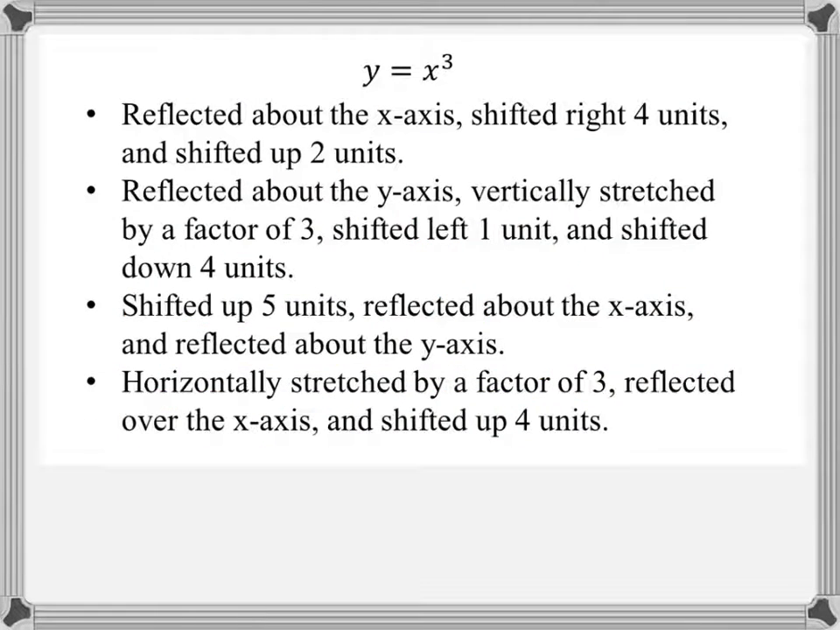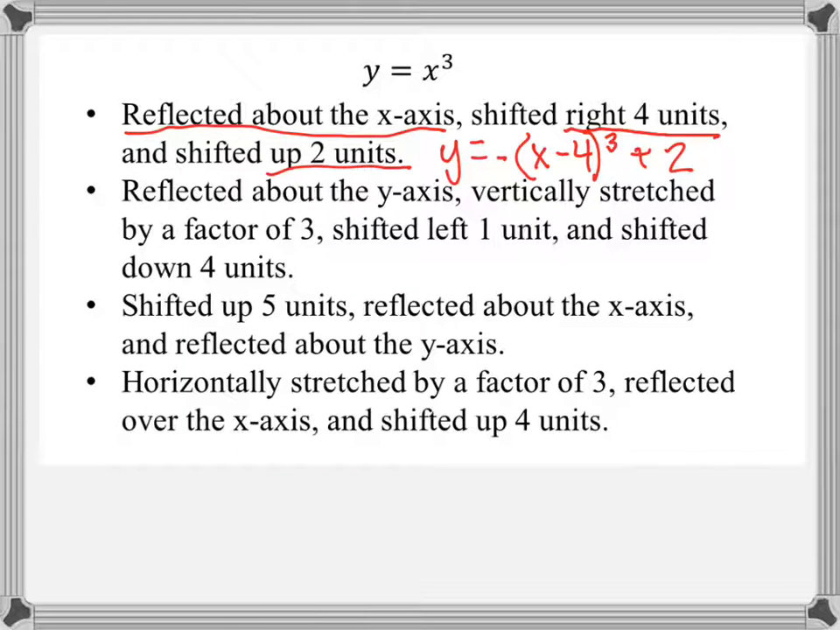Okay, dealing with the same parent function, let's look at combining some of these transformations. So first, y equals, let's show that we are shifting right 4 units. So I will have x minus 4, reflect about the x-axis. So I will have x minus 4 in parentheses cubed. I'll put the negative out in front in the a position, and then shifting up 2 units, that's plus 2.